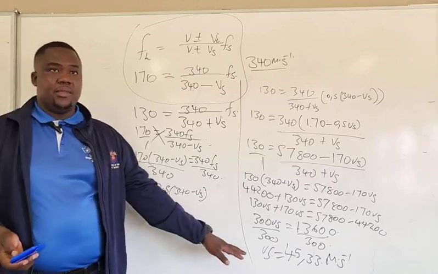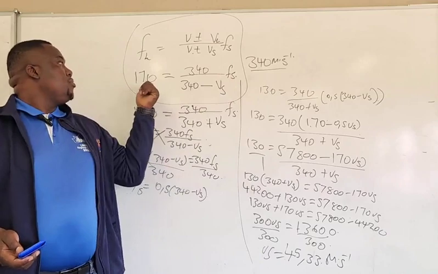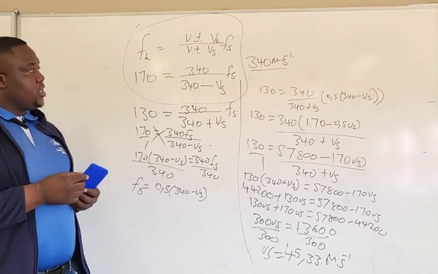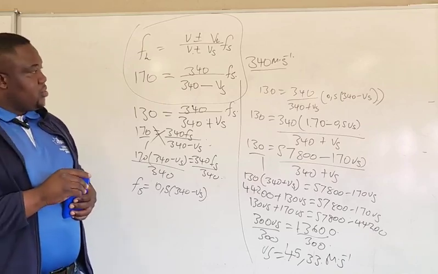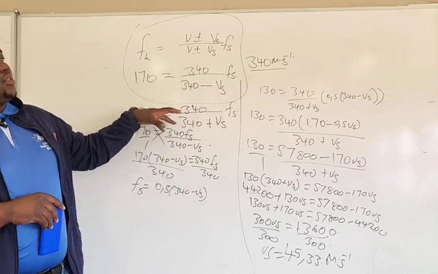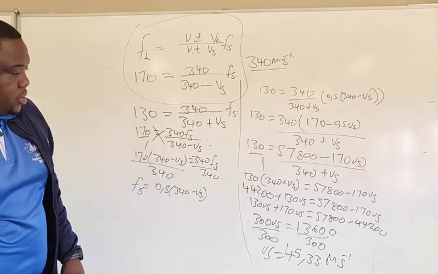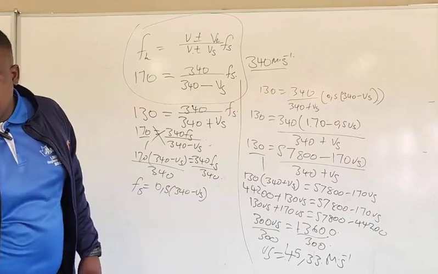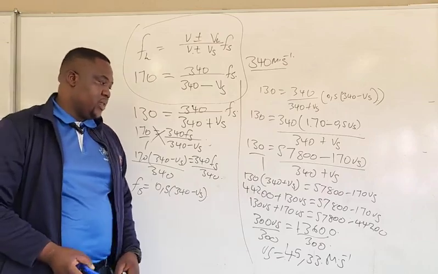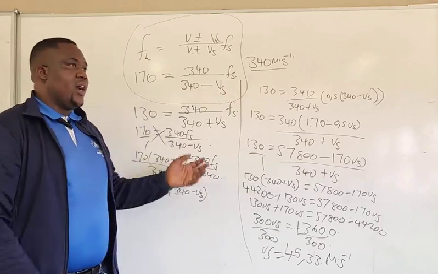If we want to confirm that we calculated the correct thing, we can just take it and substitute here. It means we must get 170. Can we do that? It means we must get 170 if we were to substitute everything back and we see what we get. So that is our Vs, 45,33.